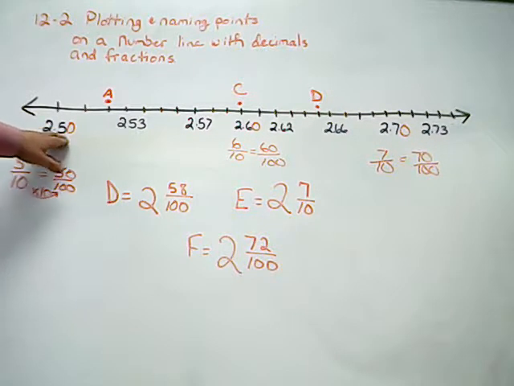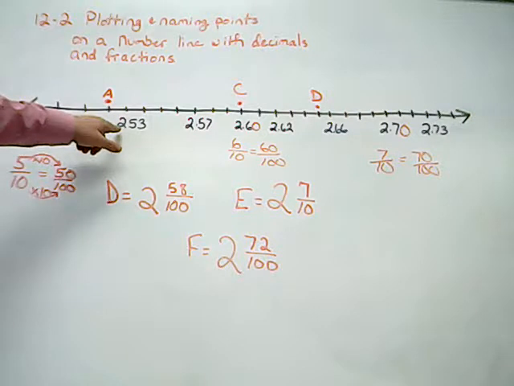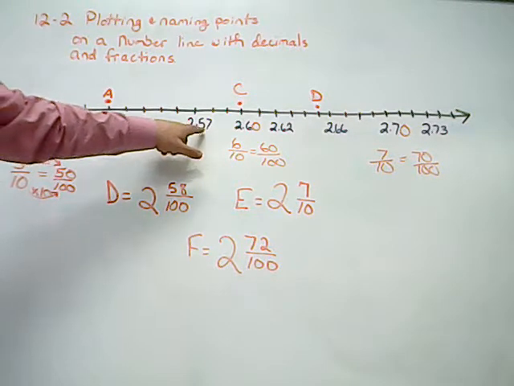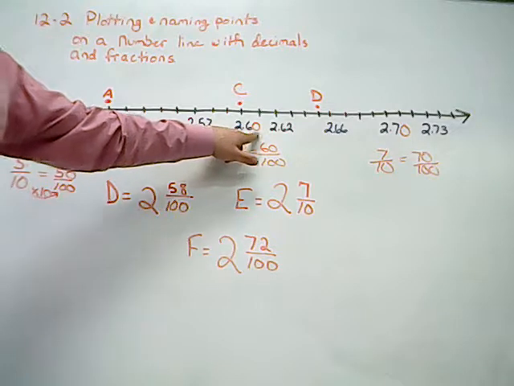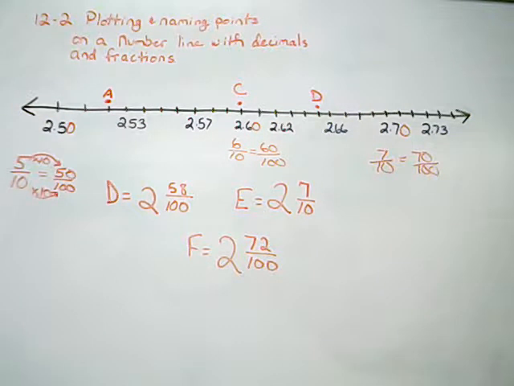So 2 50 hundredths, skipped a few spots, 2 53 hundredths, 2 57 hundredths, 2 60 hundredths. It's a little bit easier to see visually if they're all converted into hundredths rather than a mix of tenths and hundredths. Now the easy part.